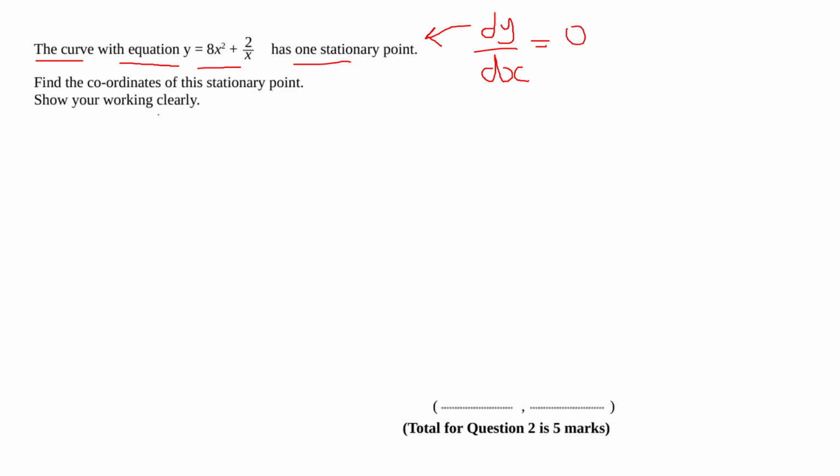Show your workings clearly. So step 1 here is to write it in exponential form. So write 2 over x in power form. We're going to have y is equal to 8x squared plus 2x to the minus 1.